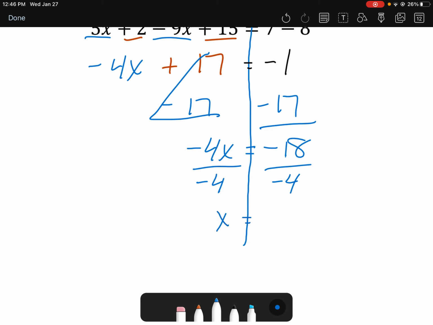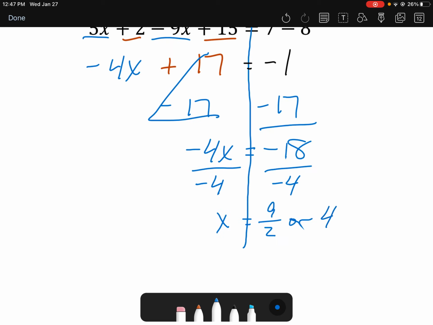X is equal to, well, -18 and -4 won't give me a clean answer, but I could keep it as a fraction, and if I do, I'd have to simplify it, and that would be 9/2. Or, if you want to keep it as a decimal, you can say 4.5.